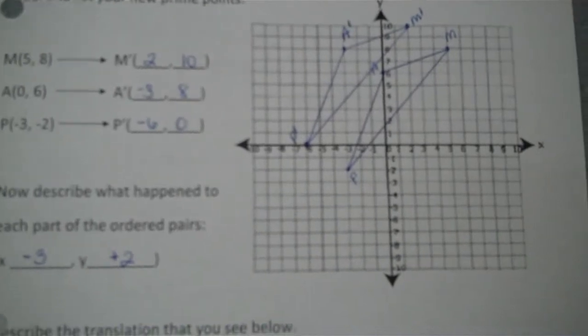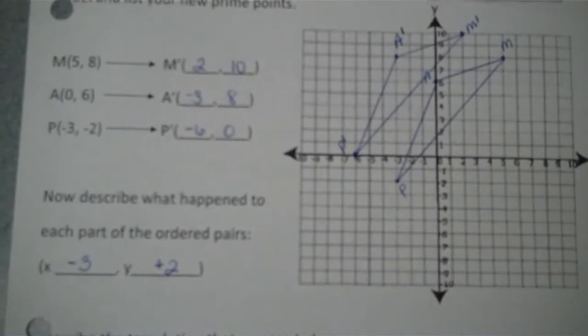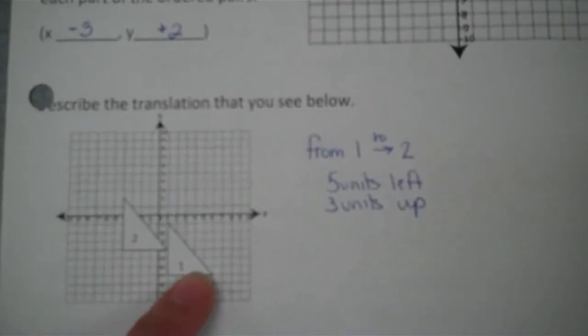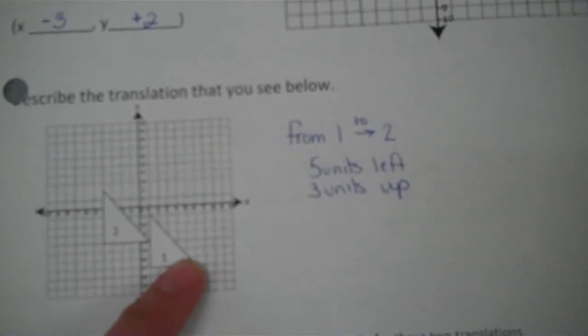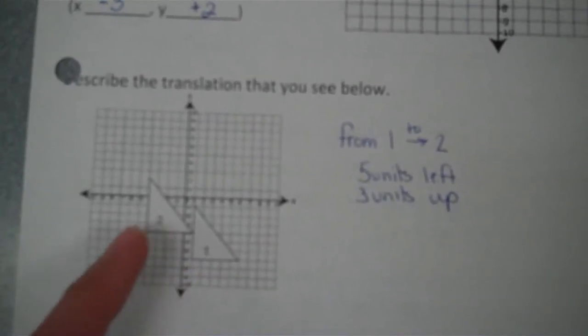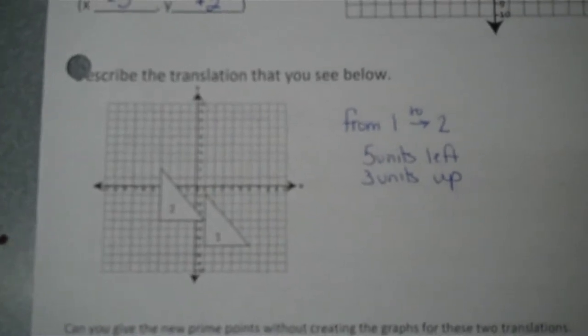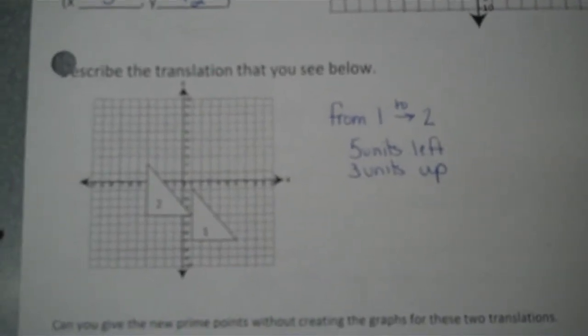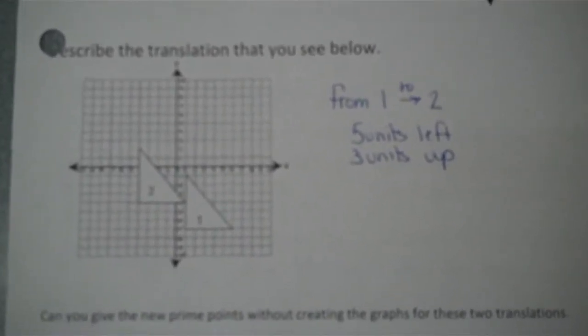Okay, pause the video and see if you can do the bottom half. All right, here's your answer for the next one. Did you notice that if you're going to move from 1 to 2, we are moving 5 units left and 3 units up? You're really just counting. Put your pencil on the corner and count how many little lines we're moving to the left and up. All right, and on the bottom section, see if you can figure out what I can do with the coordinates if I don't draw the picture. Here's what it looks like.